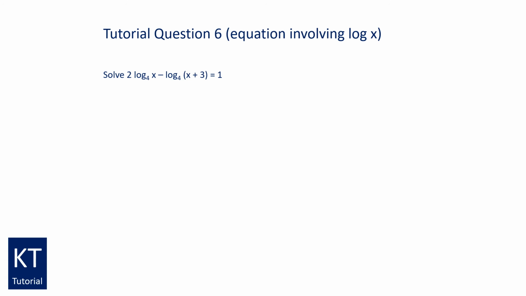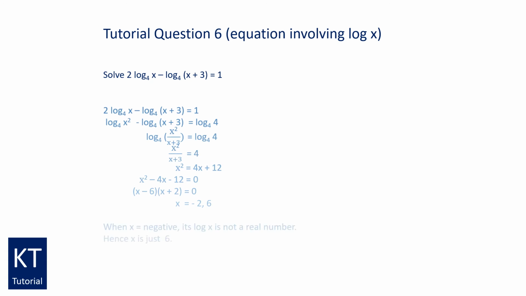Tutorial question 6. Solve the equation involving log x. By making the product of 2 and log x with base 4 being log of x squared with base 4, and making 1 being equal to log 4 with base 4, we could use the laws of logarithm to make log of x squared over x plus 3 with base 4 being equal to log of 4 with base 4.